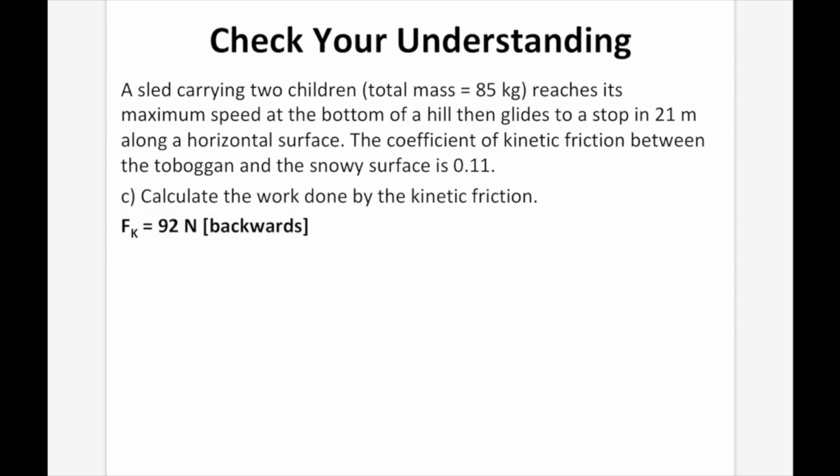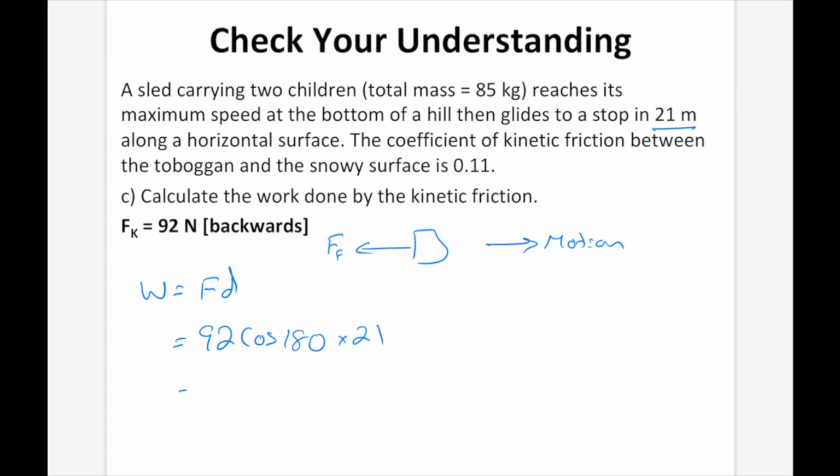We're going to say calculate the work done by the kinetic friction. So now we know, right, we have our sled. We know that the friction is working backwards. We know the motion is to the right. So when we say work is going to equal F times D cos theta, the force we know is going to be 92. Cos, now completely backwards, is 180. And we're going to multiply all of that times the distance that it takes to stop, which is 21 meters. And that gives us an answer of negative 1,932 joules.